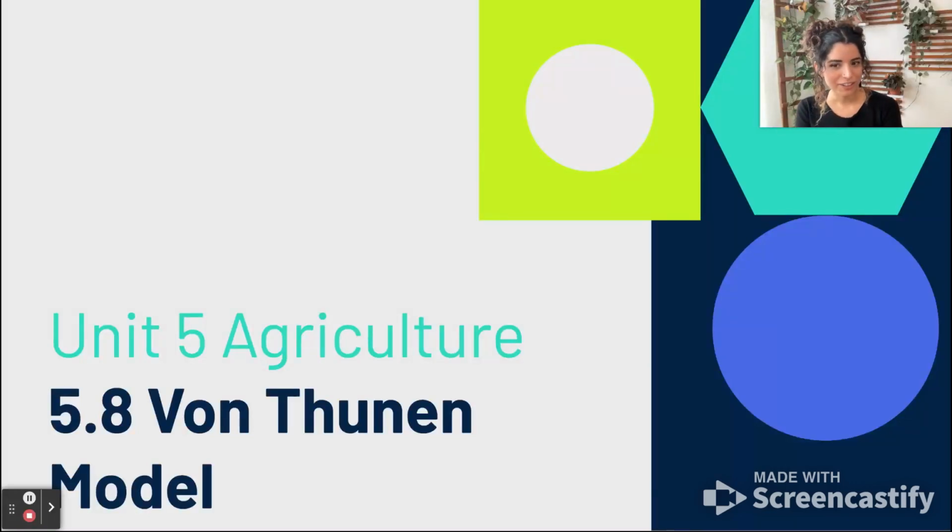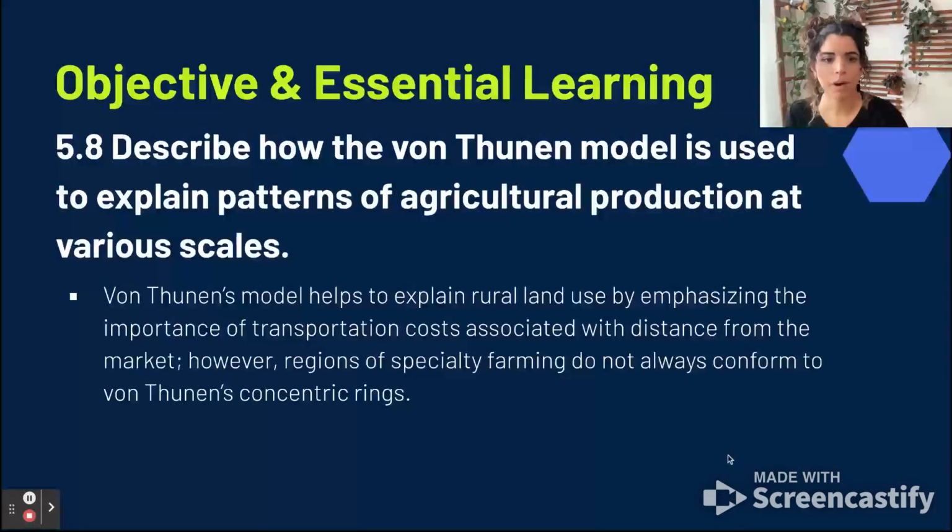What's up, human geographers? We are on 5.8, von Thunen's model. So we're essentially picking up where we left off with the bid-rent theory. Von Thunen's model is kind of like the foundation for that. It holds those principles, and every single year there are always questions on von Thunen's model for agriculture.